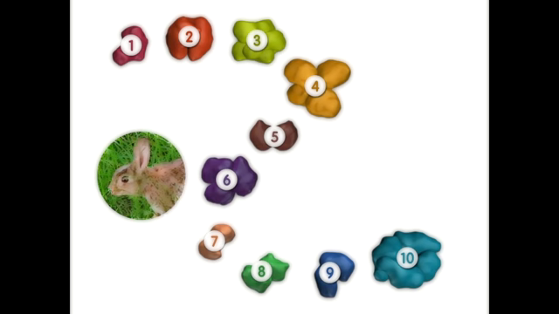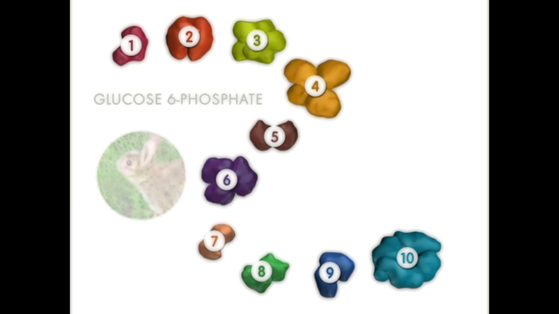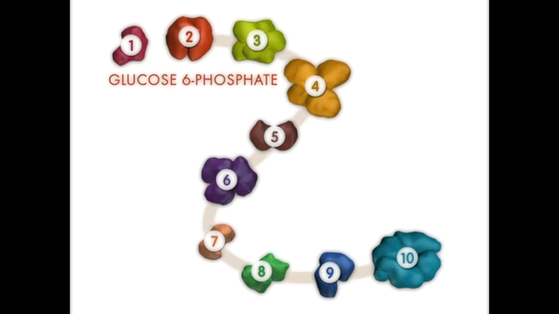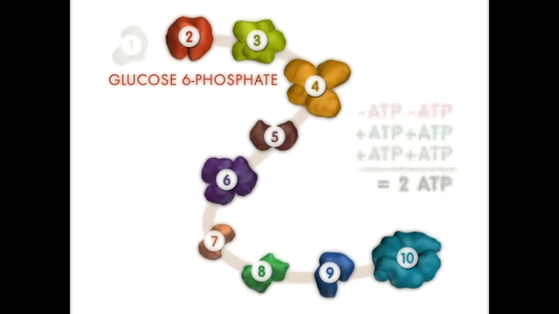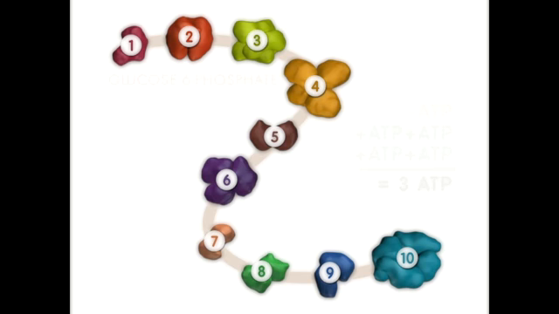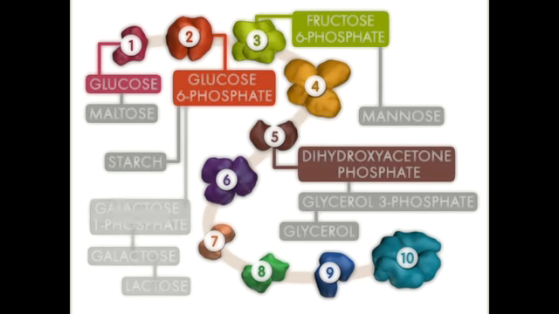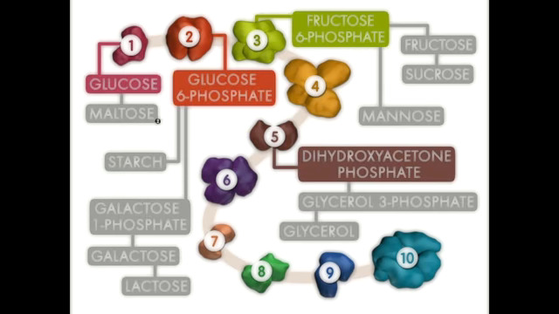For example, when an animal breaks down glycogen, glucose 6-phosphate is produced and can then enter the glycolysis pathway at the 2nd step. Importantly, this means one less ATP is required for the pathway because the first ATP-consuming step is skipped. Other sugars can also enter the glycolysis pathway at different points, each having a different effect on the net number of ATPs that are produced by glycolysis.